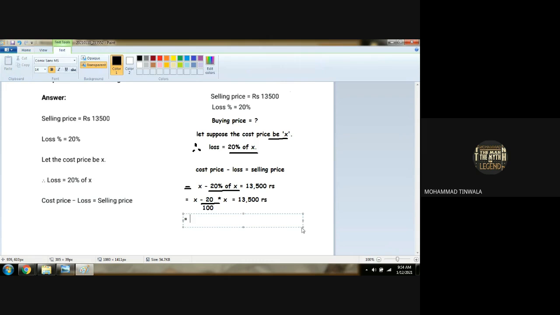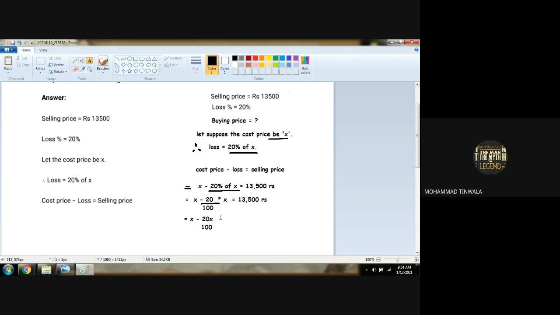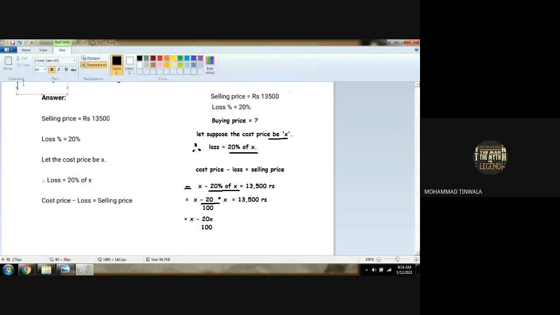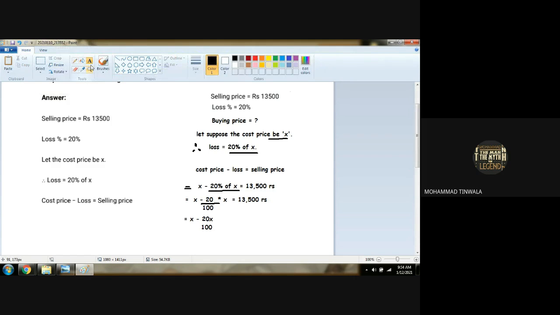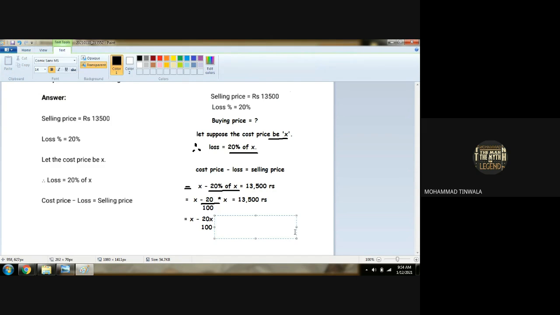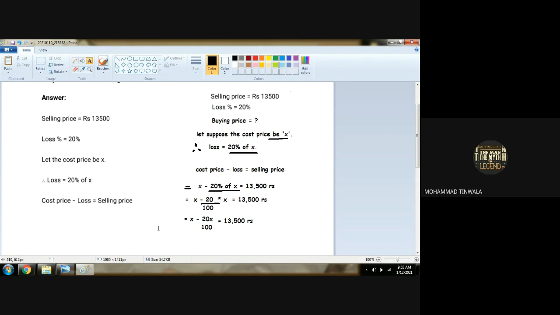is equal to X as it is minus 20X upon 100. This 20 into X will be 20X upon 100. Then is equal to 13,500 rupees as it is. Got it? Now taking LCM. LCM of what?